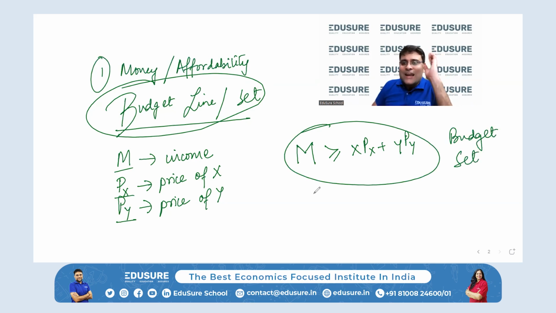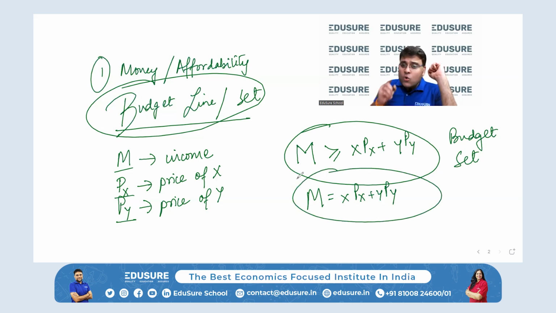The budget line of the consumer is when the consumer is spending their entire income. So graphing M equals XPX plus YPY gives us the budget line.